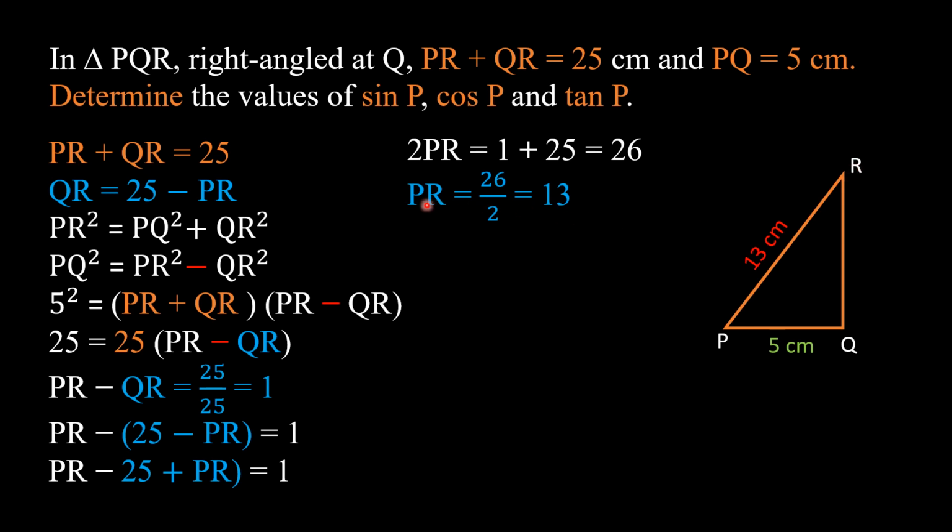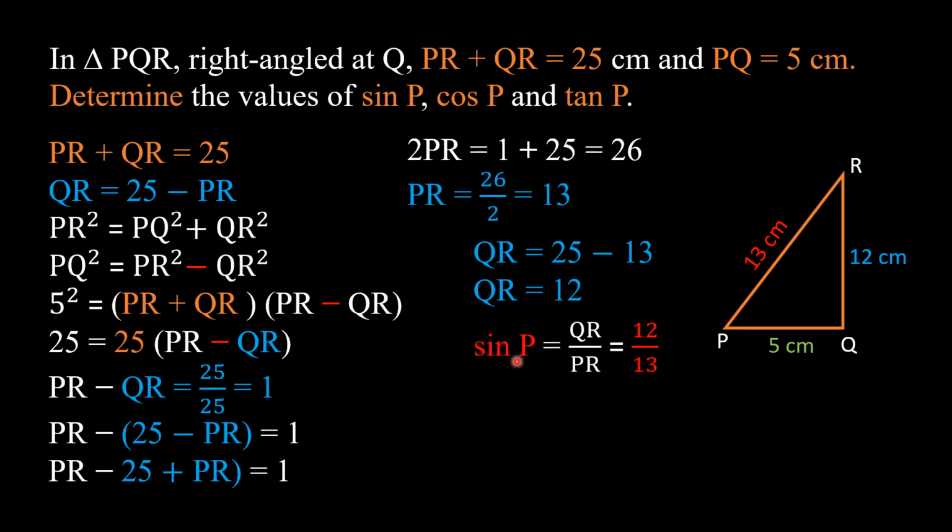Now we will substitute the value of PR here and write QR equals 25 minus 13, which will be 12. So we write QR equals 12 here. Now we have all the three sides of this right triangle. So now we can find sin P, cos P and tan P.